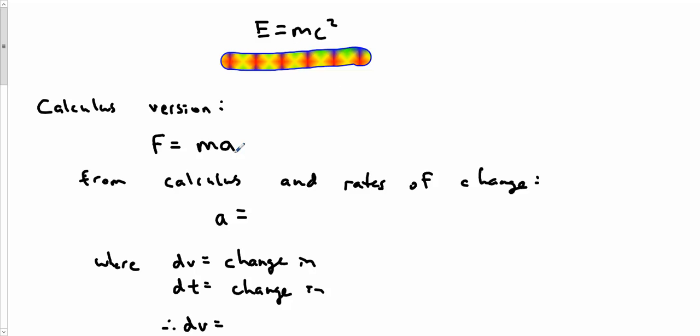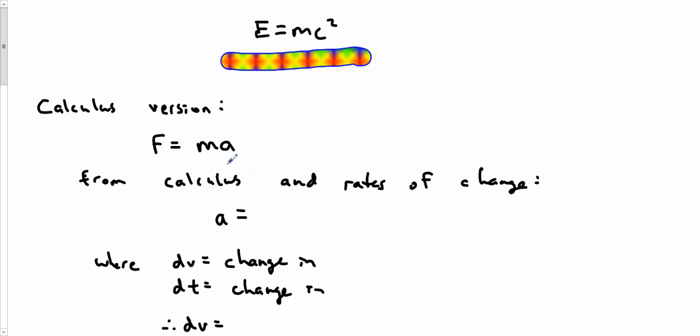Alright, let's derive E equals mc squared in a more difficult fashion using calculus. Some of you have learned some calculus, some of you haven't, and some of you find this very difficult. I just thought that I would show it to you. It doesn't take that long. Let's start with F equals ma.